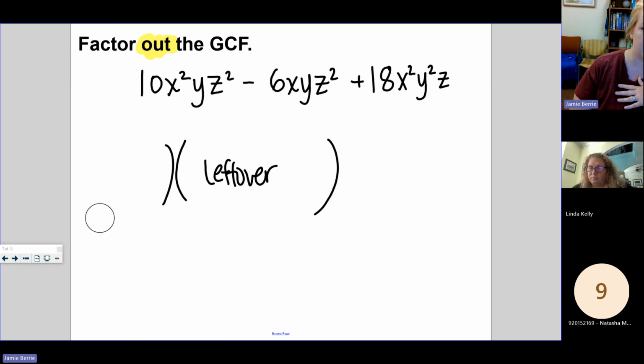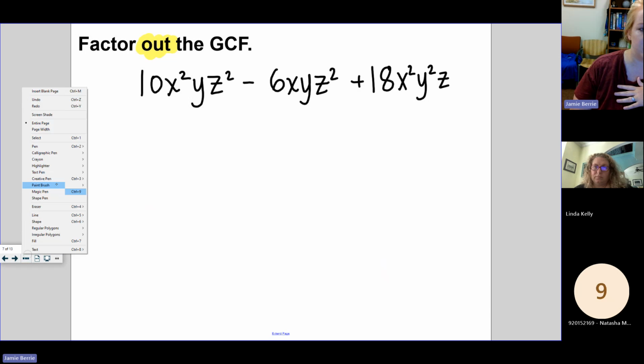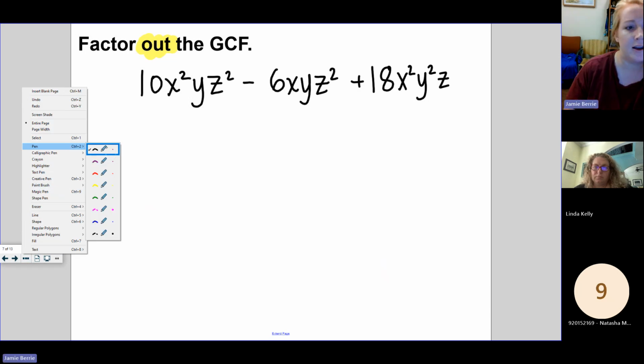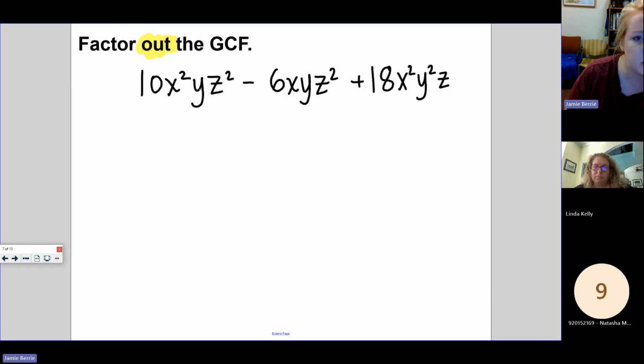All right, so you're going to start by looking at your expression. So we've got 10x squared y z squared minus 6xyz squared plus 18x squared y squared z. All right, so this is similar to number 7 part D on the activity.